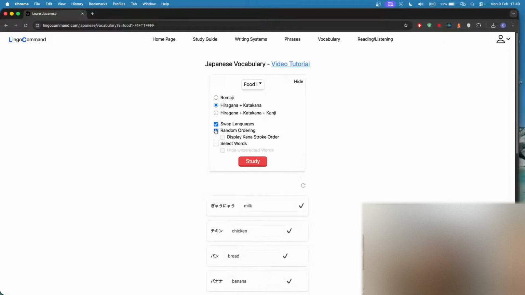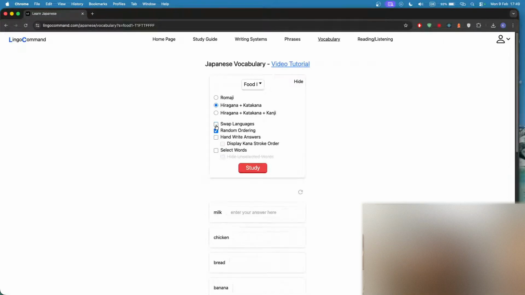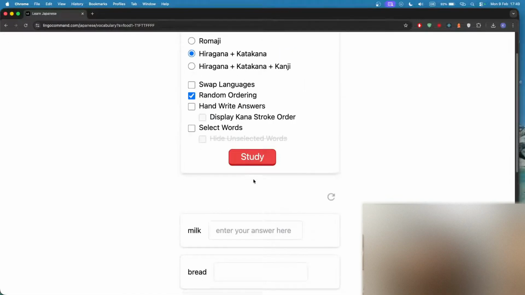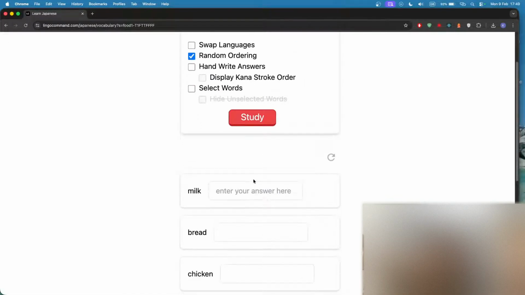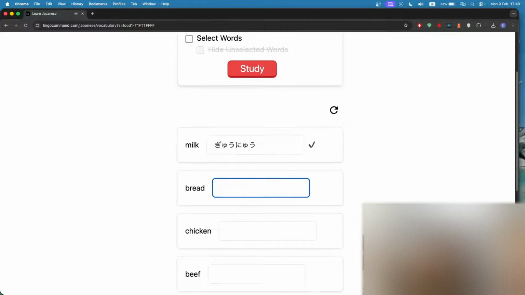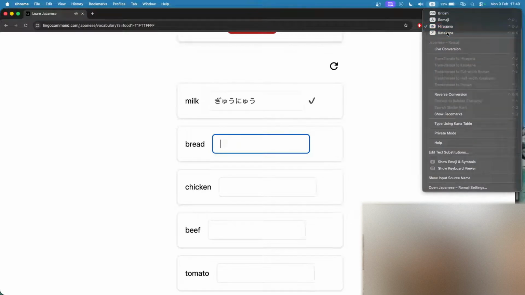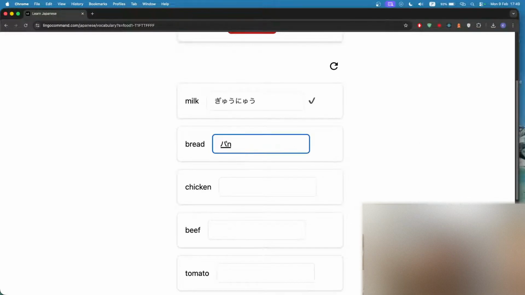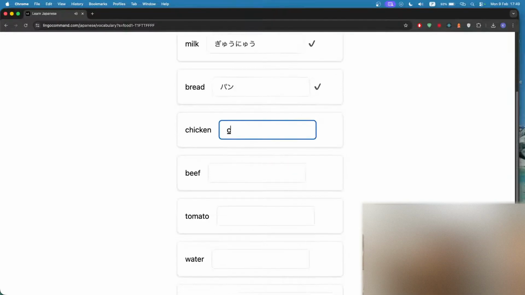I suppose what we could do now is uncheck swap languages. Reapply random ordering, so that scrambles the order in which the questions are asked. And then we can try writing our answers in hiragana and katakana. So this was something like gyunyu. Bread was pan. So that's going to be katakana. This was chiken. But it might have been chicken, like this actually.